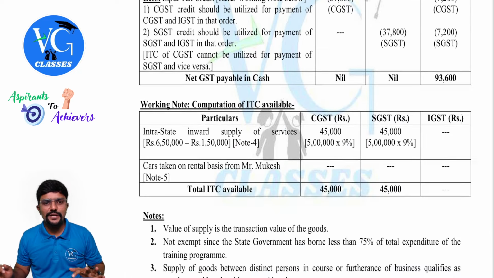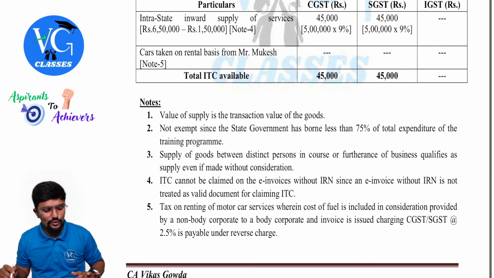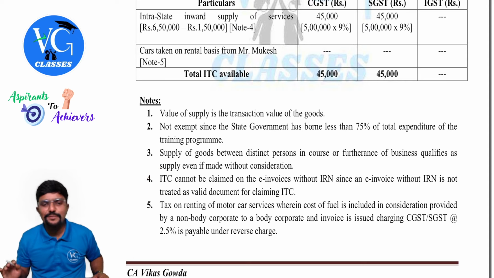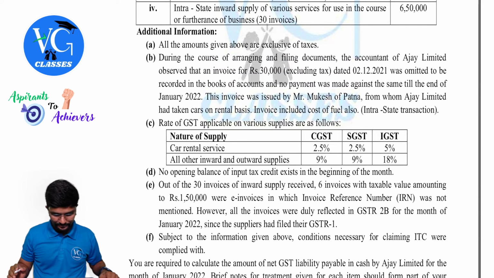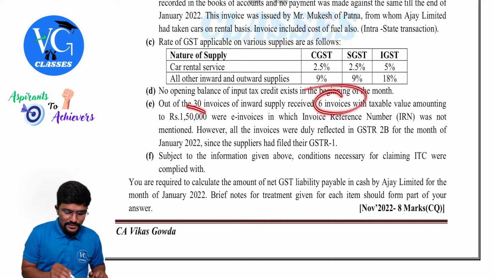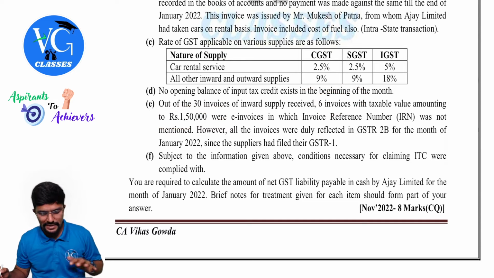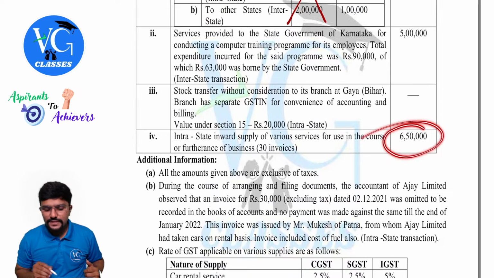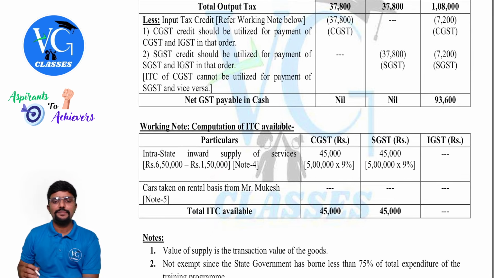Total output tax. Now coming to ITC. Intrastate inward supply of e-services 6 lakh 50 minus 1 lakh 50. Sir, why minus 1 lakh 50? Note 4. ITC cannot be claimed on the e-invoices without IRN, since an e-invoice without IRN is not treated as a valid document, guys. So they have given it in additional information. You can see, invoices worth 1,50,000 do not have IRN, that is invoice reference number, guys. So out of 6,50,000, on 1,50,000 credit cannot be claimed. So minus 1,50,000 into 9% is done.